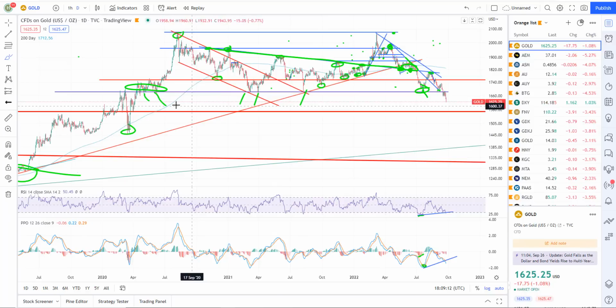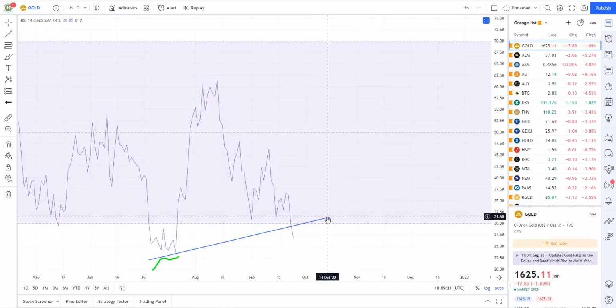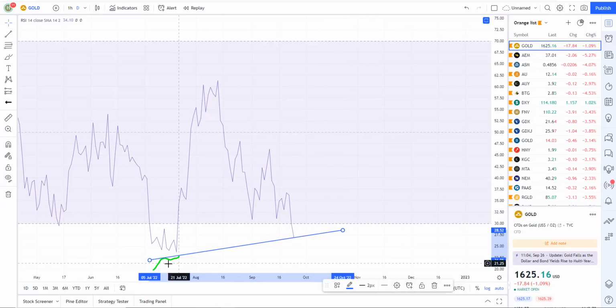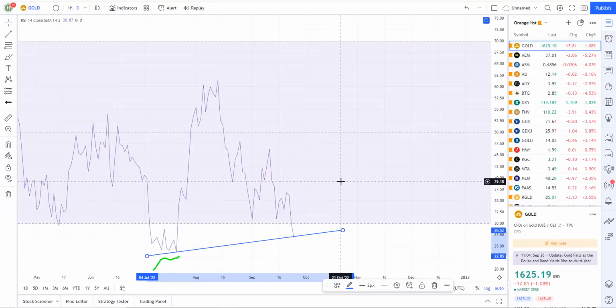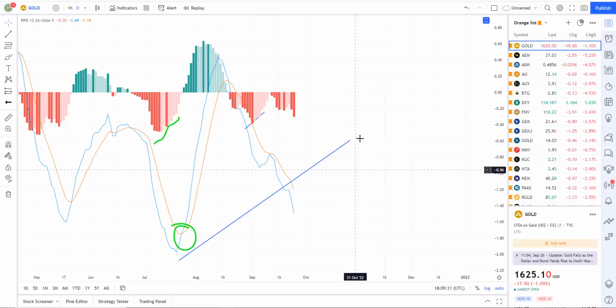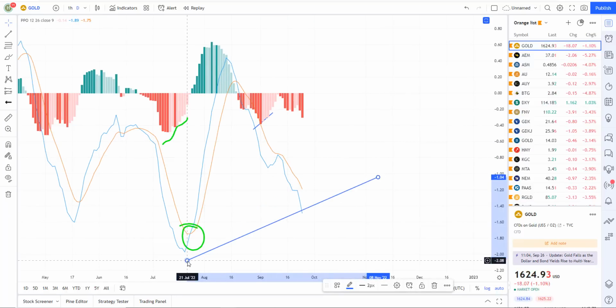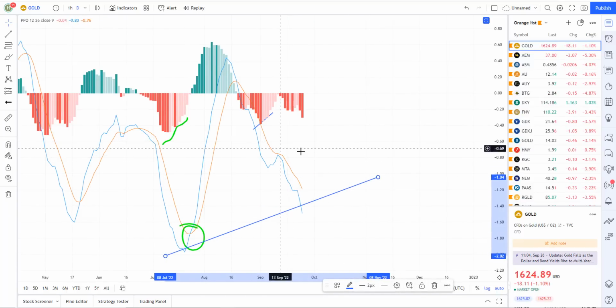I kind of called that out as a key level of support. It's been broken, and we're heading lower. When I look at the RSI, we do have bullish divergence, but again, just barely hanging on to that. So we need to see gold start to turn up, and that's not going to happen unless the dollar starts to turn down. And then on the PPO, you can see we still have the bullish divergence as well.